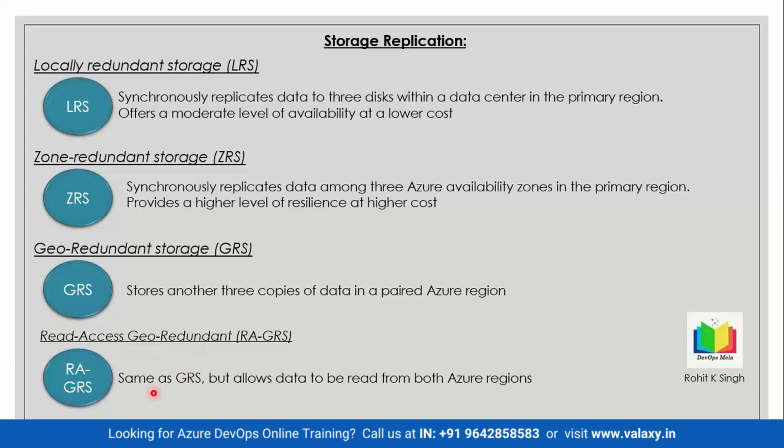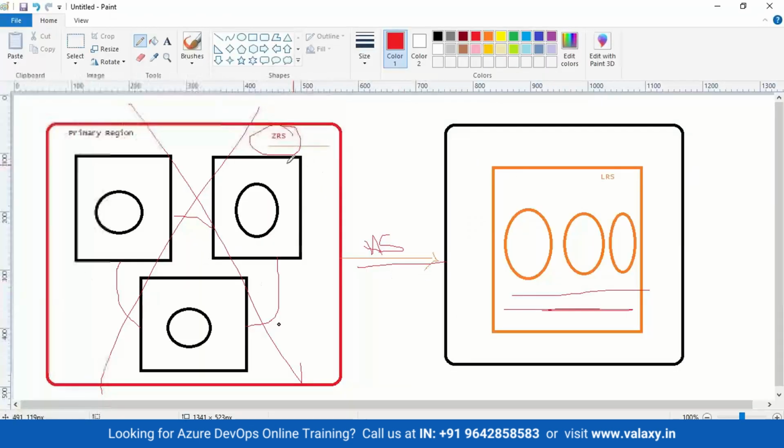Read access geo-redundant is the same as GRS. So when I say same as GRS, that means it is storing three copies in the other region, asynchronously, but it also allows data to be read from both regions. This was the important feature which we missed in RA-GRS. So whatever data you store in the primary region and secondary region, the data can be read from both sides. The writing will be done only on the primary region first, then it will get replicated to the secondary region, but reading of data can be done from both sides. This is a very important feature which we missed.